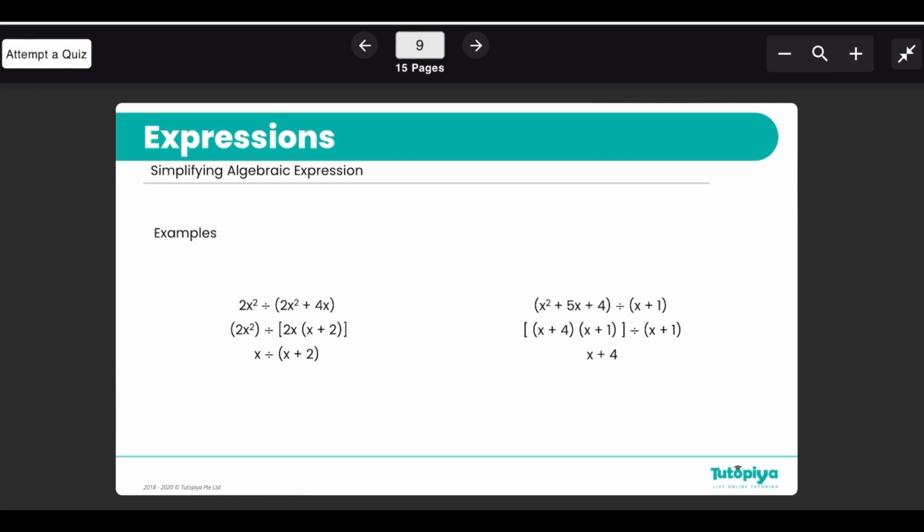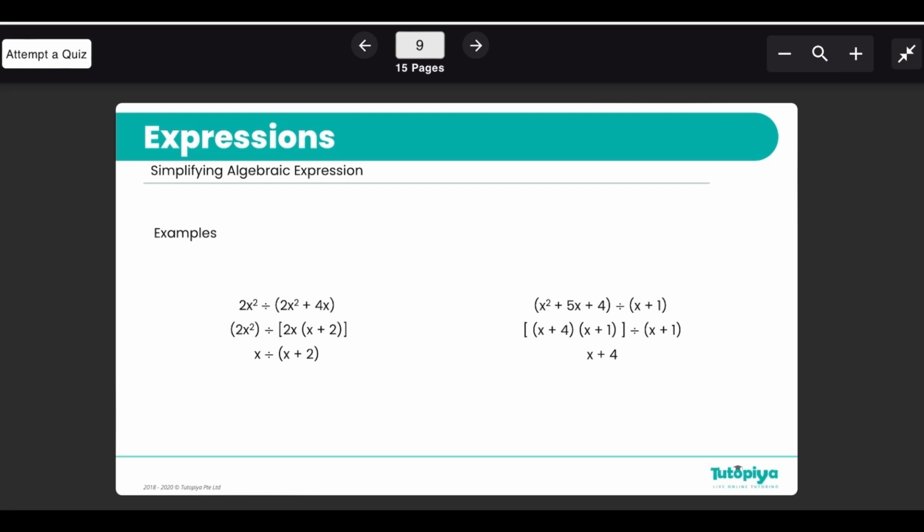And then I can cancel off the 2 in the numerator, the 2 in the denominator. There's an x squared in the numerator, which I can cancel off with one of the x's, leaving me with one x in the numerator along with this x plus 2. So it's all about simplifying bits and pieces, right?